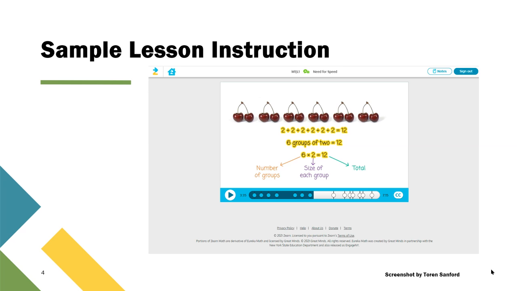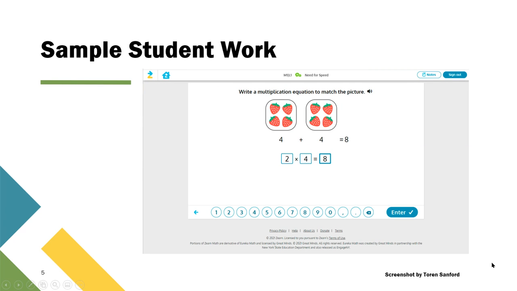And then what happens after this is that students will have their own questions to answer as they're going through the program. And this is an example of that. So they would have to type in their numbers into the box to represent what that problem is already showing.